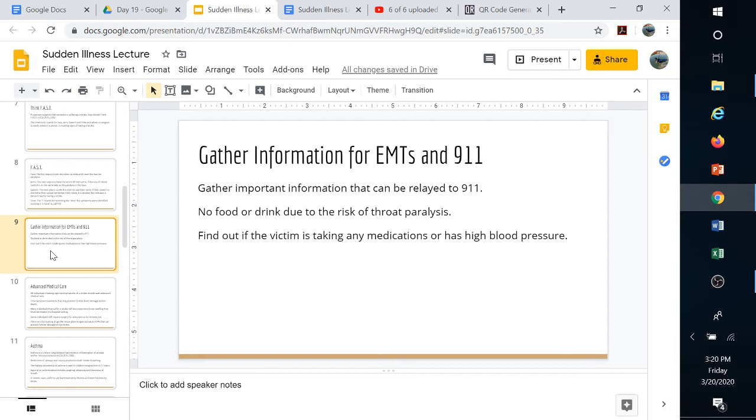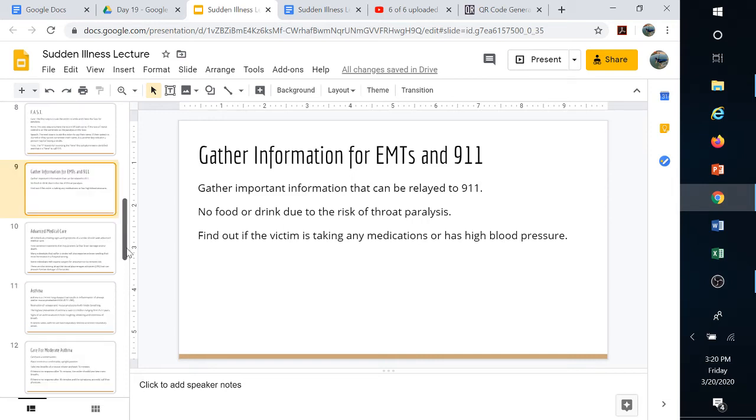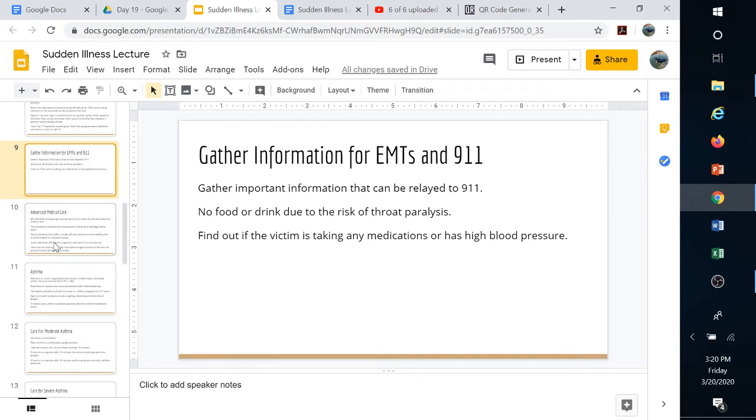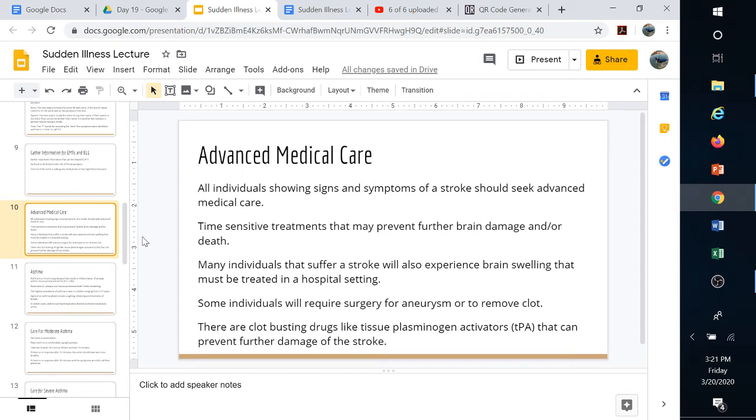And find out if they're taking any medications, because medications can also cause symptoms that are close to a stroke. Plus, they need to know if they are having a stroke and they take them to the hospital if they're on any medications. So you're trying to get information to pass on to EMTs, especially if they're taking some sort of high blood pressure medication.